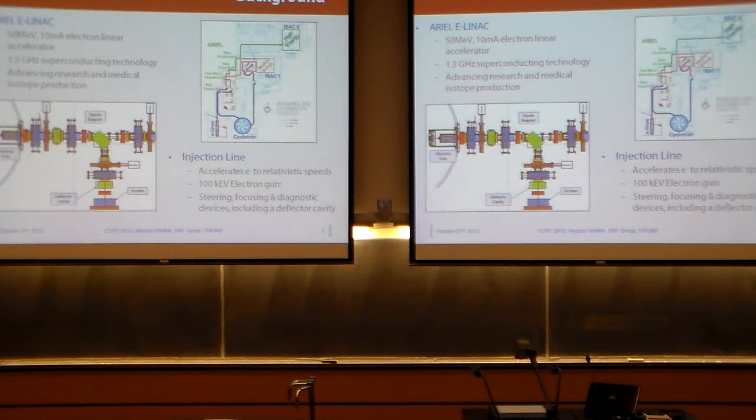So in the picture on the left here, we can actually see the injection line. This is where it all starts. This is where the electrons are accelerated to relativistic speeds, which are necessary for efficient acceleration further along when we get to the superconducting technology. So it starts off with a 100 kV electron gun, and the beam will then go through the beam line, and there's an option either to go straight through to where the accelerating modules are going to be, or you can turn the magnet on there, in green, and it'll go through this 90-degree angle.